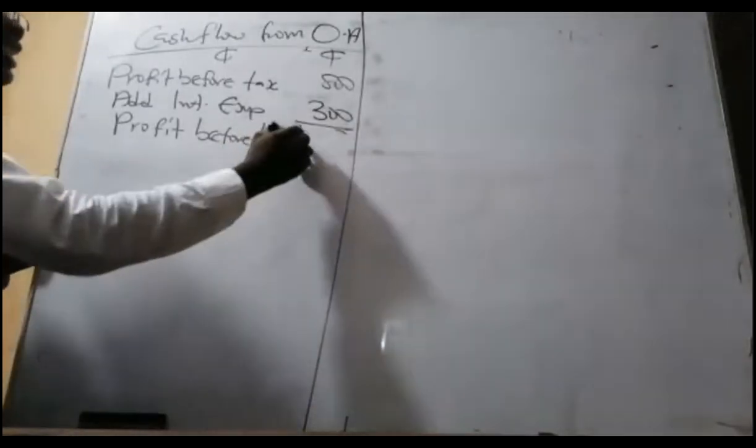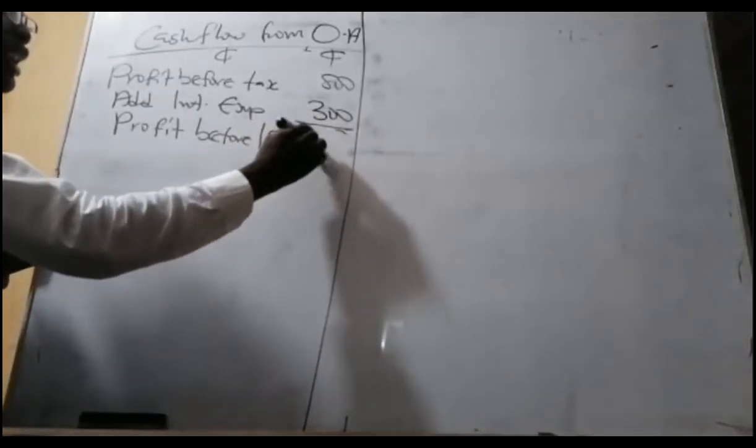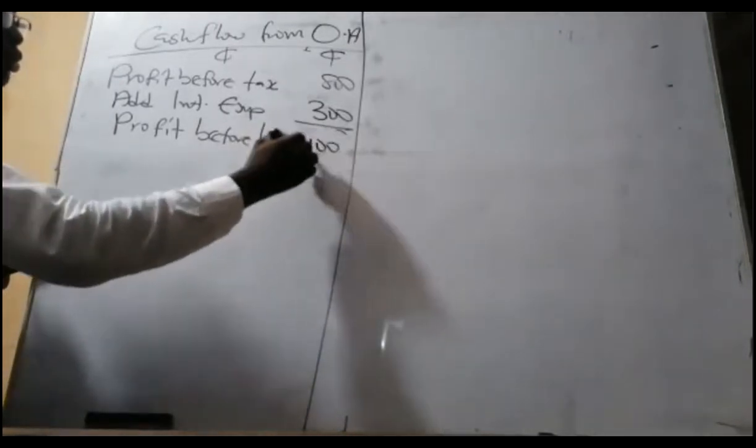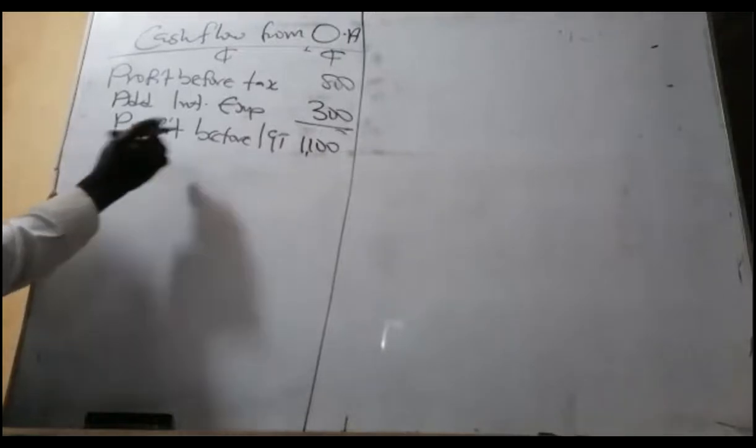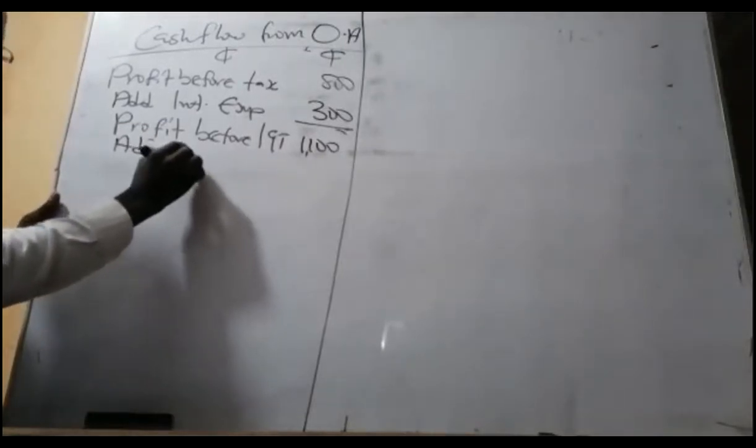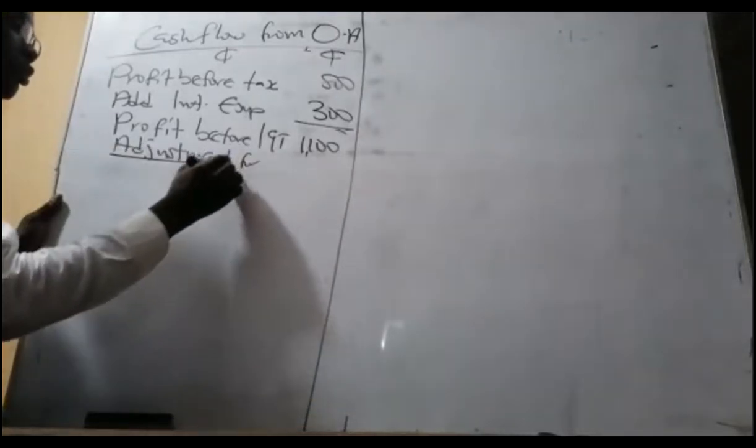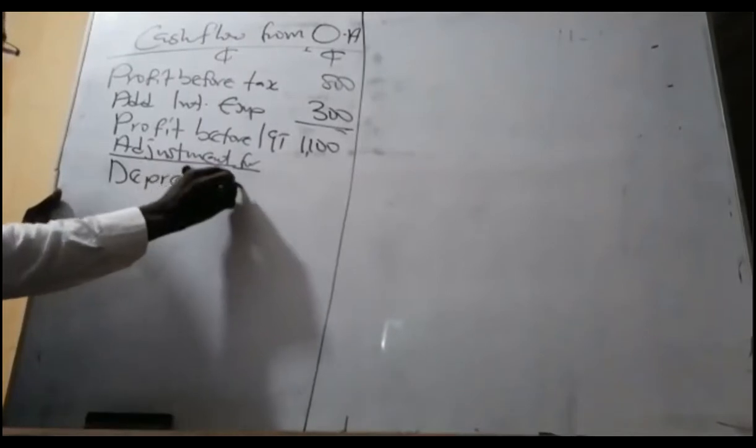Then you start your massage. Let's start the adjustments. Tell the examiner that you are going to massage this profit with adjustments to reconcile. So adjustment for: the first item on the list that you have to look out for is depreciation. The examiner is aware that you've done depreciation.